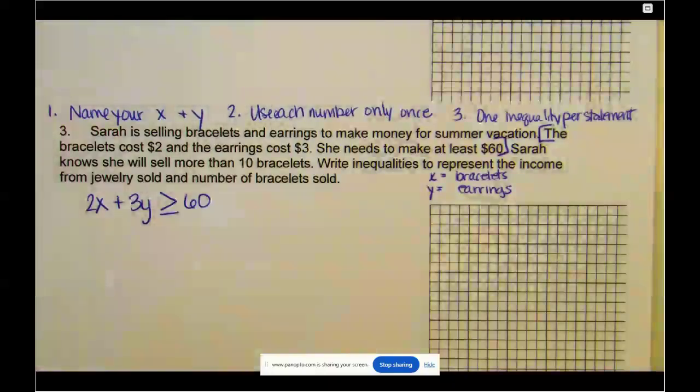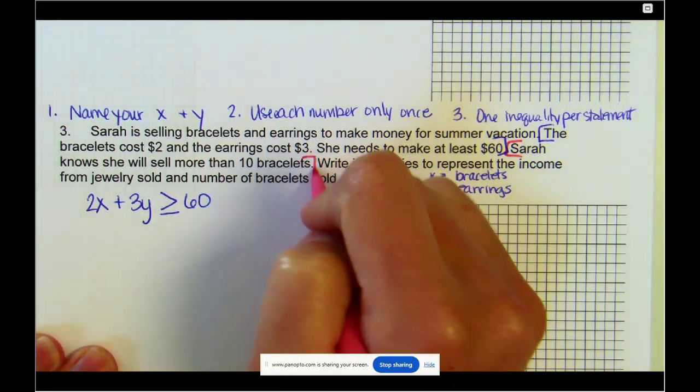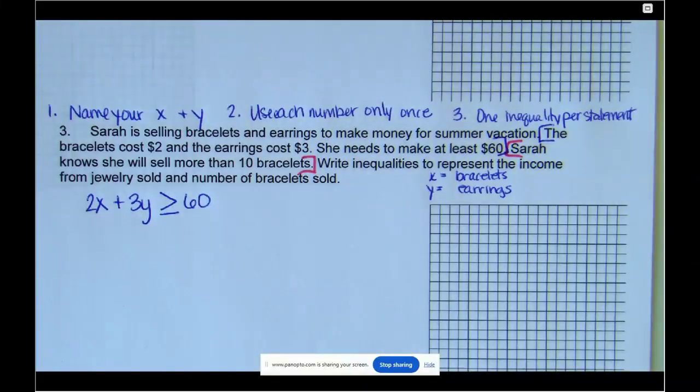Okay, now here's the one. This is where we start going a little bit different. Here's the next one. It says Sarah knows she will sell more than 10 bracelets. And here's what people do that's wrong. They feel like every inequality has to have an X and a Y in it, but it doesn't. We've been graphing ones that are just X or just Y.